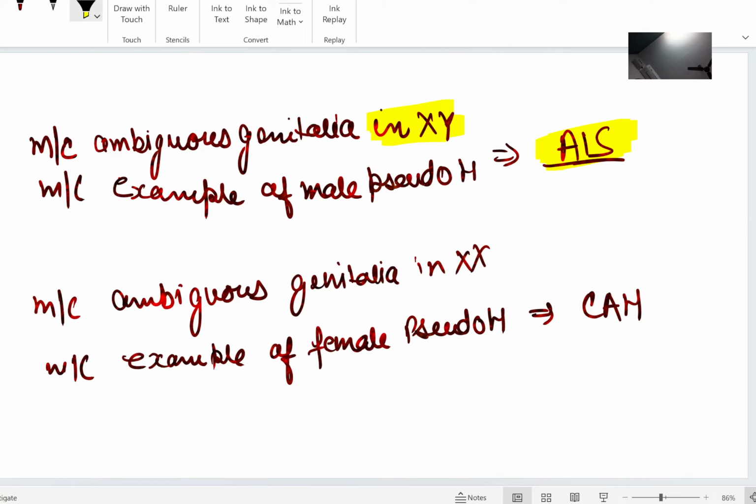And what is the most common cause of ambiguous genitalia in double X? Congenital adrenal hyperplasia. Very good.